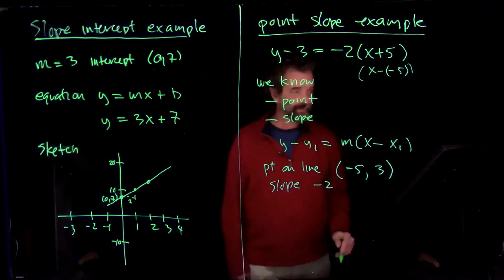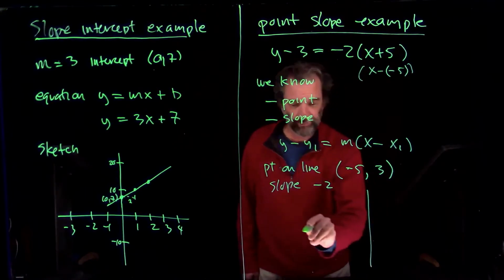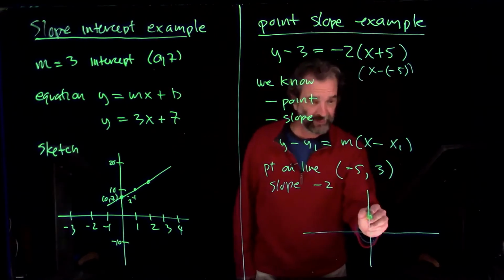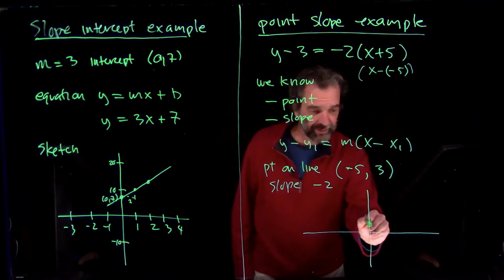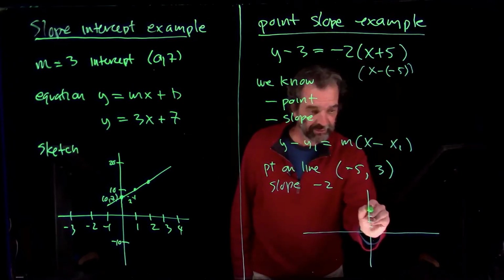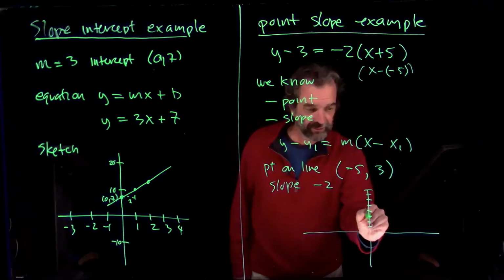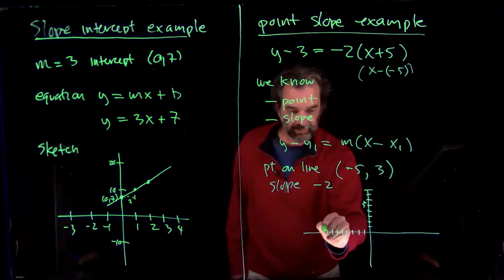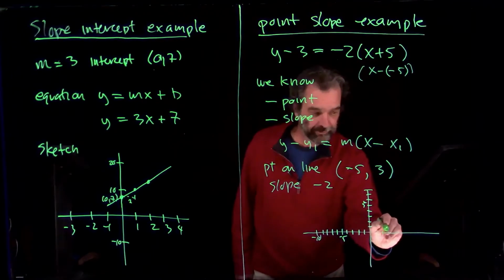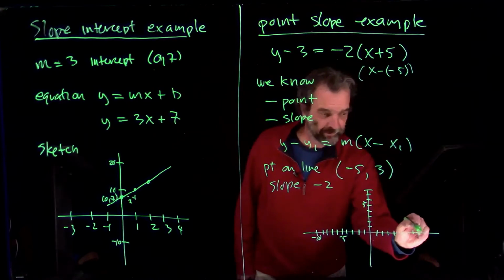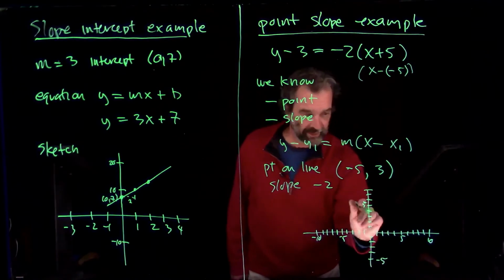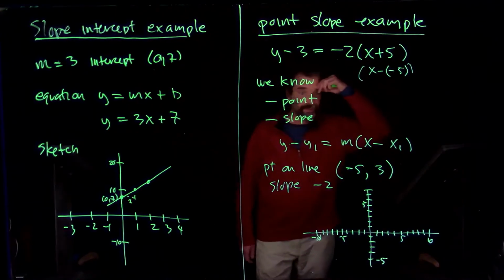Now we can try to sketch that. I have to make sure I can get (minus 5, 3) in the game. Maybe I'll make a little tiny scale here. 1, 2, 3, 4, 5, 6, 7, 8. I guess that's good enough. And now I want to put (minus 5, 3).